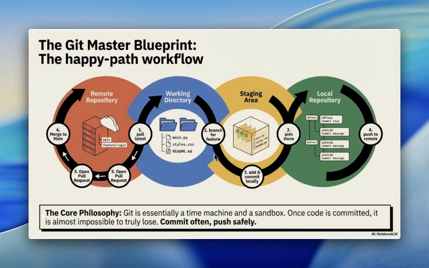The Git master blueprint, the happy path workflow, remote repository. So you have a pull request, then you create a branch for a feature. Then you add and commit locally, then you push to the remote, and then you open a pull request, and then you merge to the main.